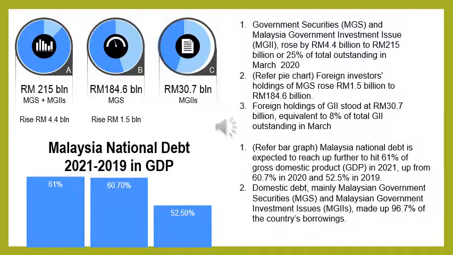So the national debt had already expanded to 874.27 billion ringgit, or 60.7% of GDP as at end September 2020 last year. So basically, domestic debt, mainly Malaysian government securities MGS as well as Malaysian government investment issue MGII, made up 96.7% of Malaysia's borrowing in total.